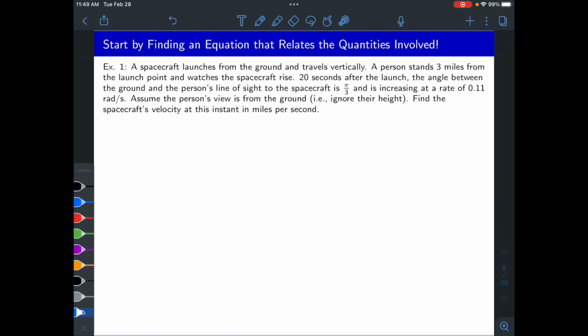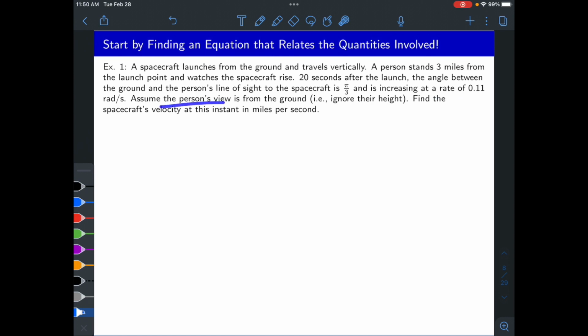All right, so we have a spacecraft which launches from the ground and travels vertically. A person stands 3 miles from the launch point and watches the spacecraft rise. 20 seconds after the launch, the angle between the ground and the person's line of sight to the spacecraft is pi-thirds radians, and at that point it's increasing at a rate of 0.11 radians per second.